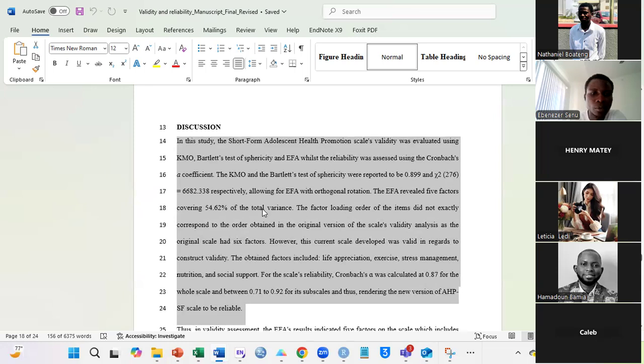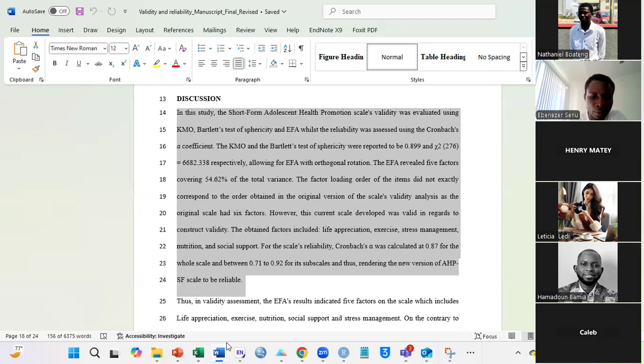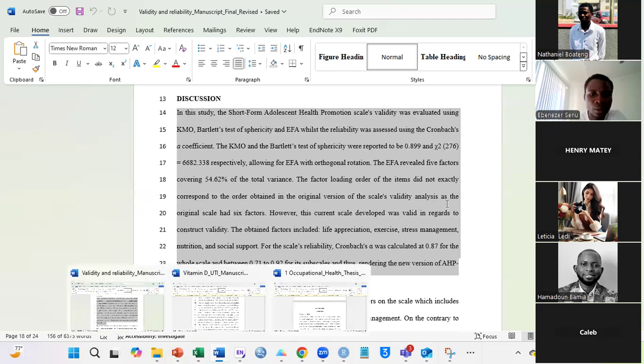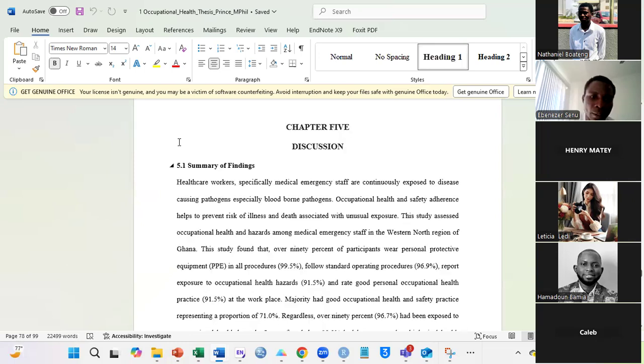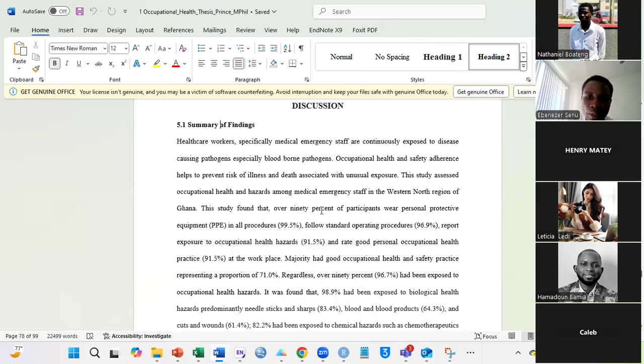This is a manuscript for publication. In a typical thesis, let me show you a thesis format. This thesis is about occupational health. There we have Chapter 5, Discussion. The first section is the summary of findings, where again you introduce your key subjects, health workers, and then you also state your key results.